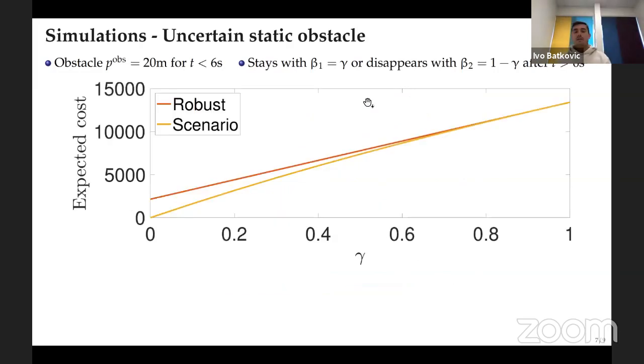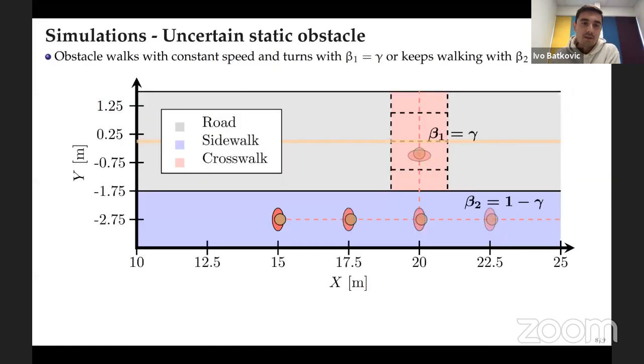So furthermore, since we actually approximate the expected cost with this formulation, you can also see that when you compute the expected cost, the scenario approach is at least as good as the robust approach in terms of closed loop cost. So this was for the static example and showing how the actual closed loop behavior changes when you have the different tunings.